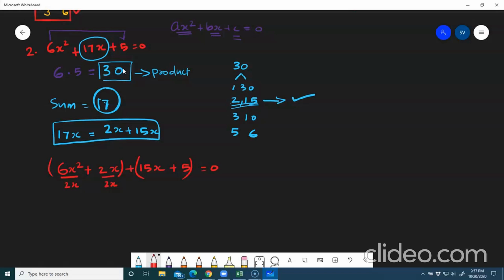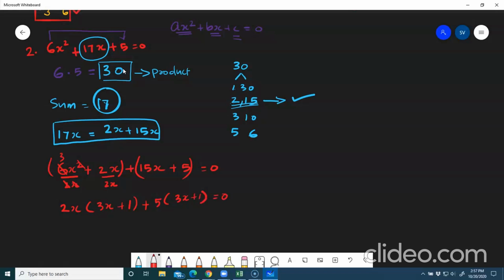That 2x will come here. So 2x times, when you are dividing 6 with 2, it is 3. X squared with x, it is x. So 3x plus 2x, and 2x is cancelled. So 1 plus, again here you have a 5 in common. So 5 times 3x plus 1 equal to 0.